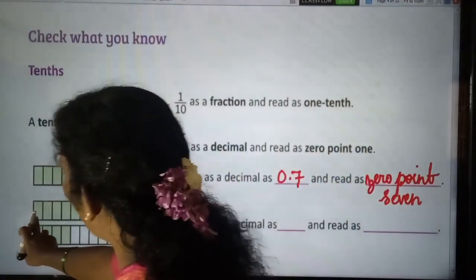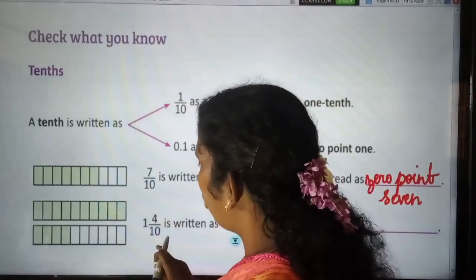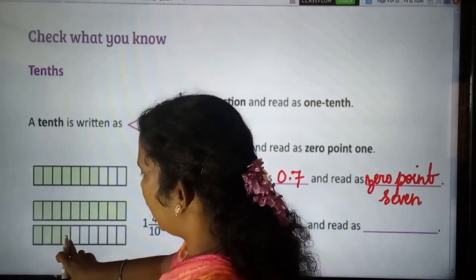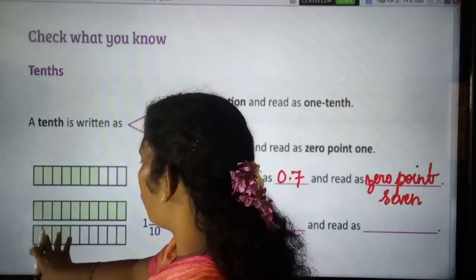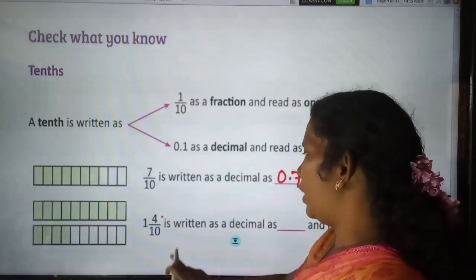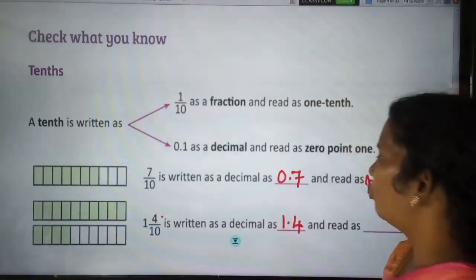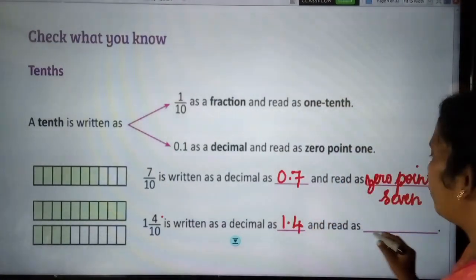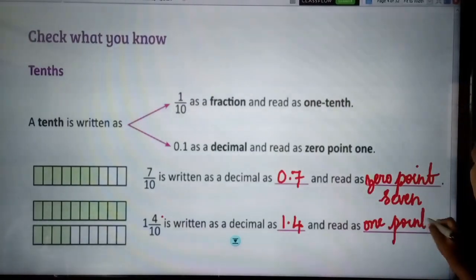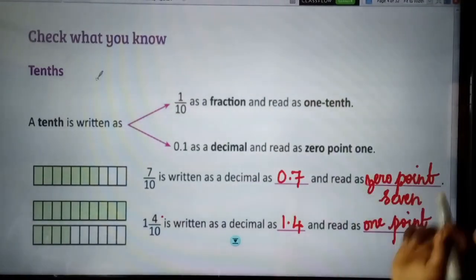The same way, 1 4 by 10. Here see children, this whole is fully shaded. Hence the whole number 1 is given. This 4 by 10 is given for the next picture. 4 columns are shaded here. In the 10 columns, 4 only is shaded. Therefore it is given as 4 by 10. Hence this 4 by 10 is written as a decimal as 1.4. This is a mixed number and it can be read as 1.4.